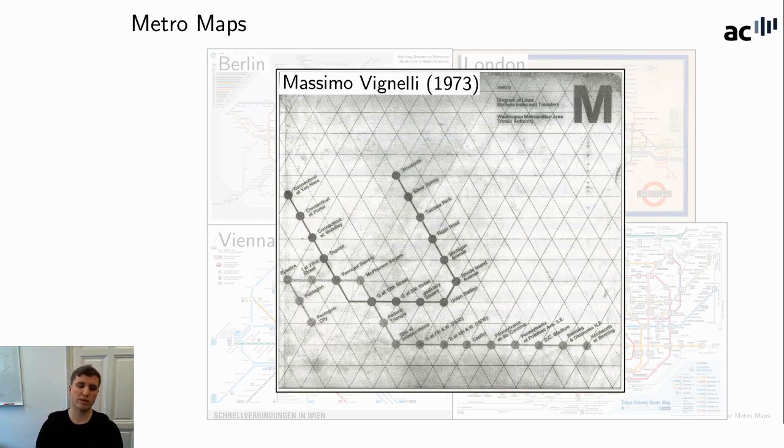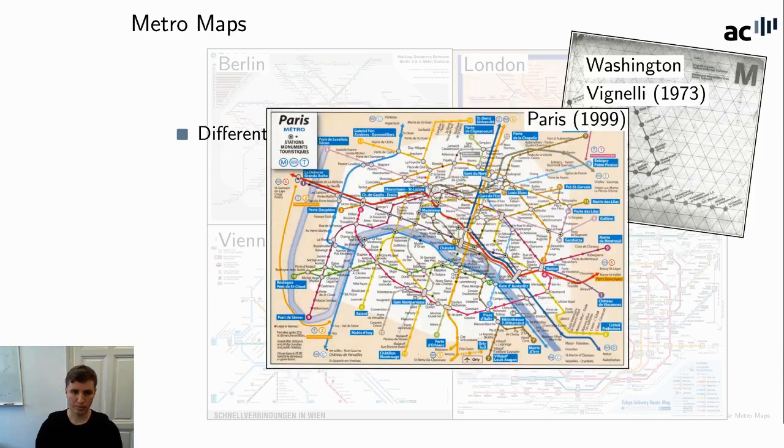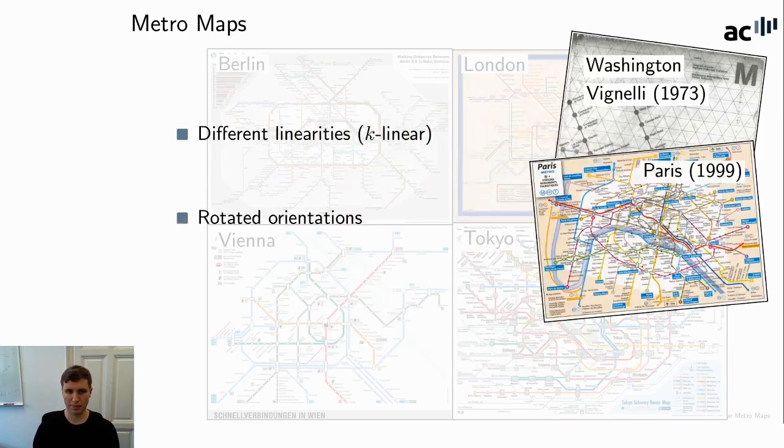Here is an example of a metro map of Washington, designed by Massimo Vignelli in 1973, that uses 3 drawing orientations. So here is an example of using a different number of orientations, which we will call k-linear. Here is an example of something that uses 4 directions, but the directions are rotated. The orientations are rotated such that the horizontal and the vertical orientation are not part of this map.